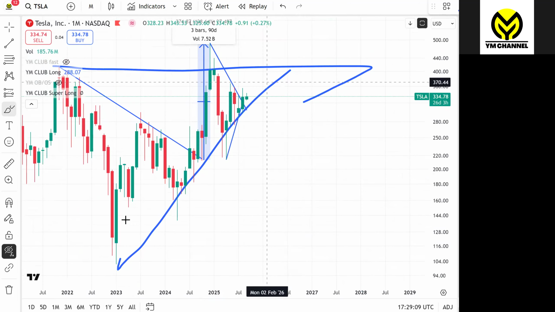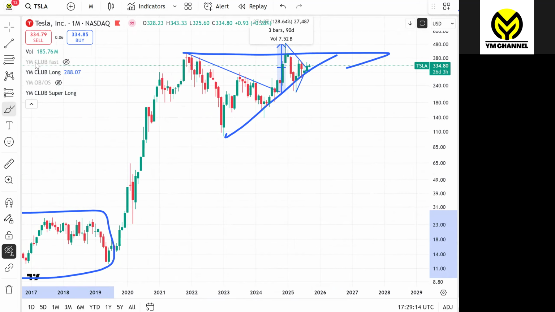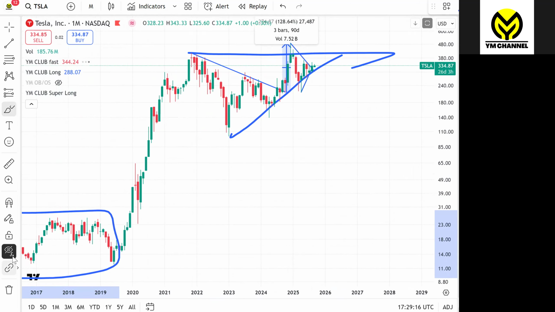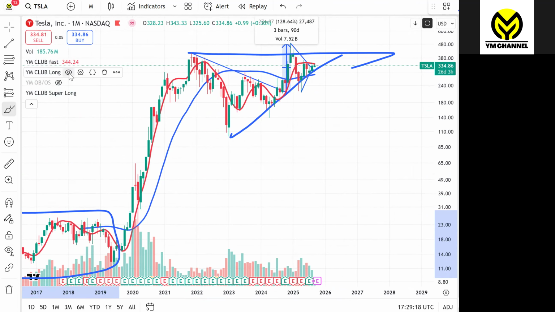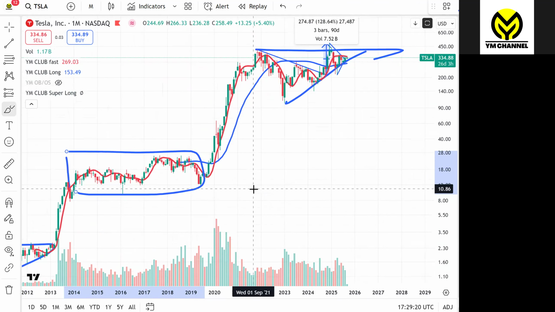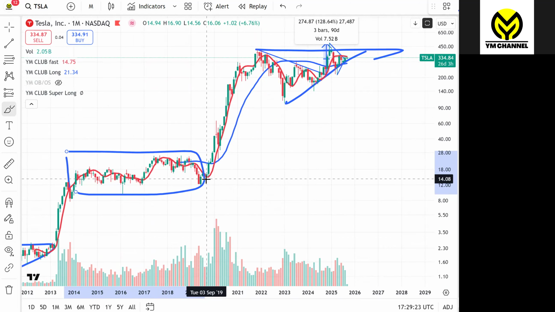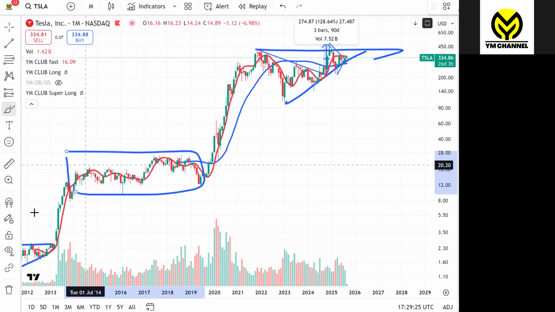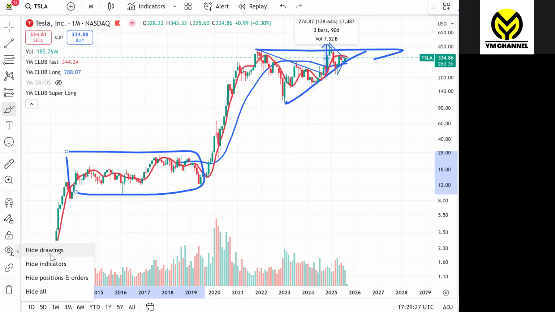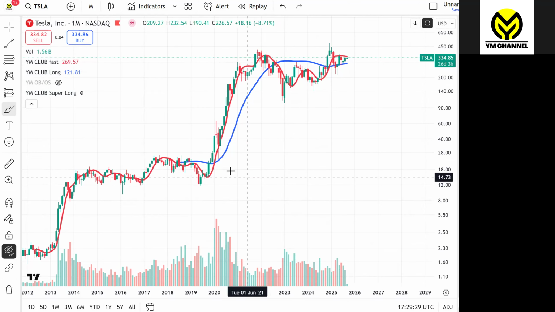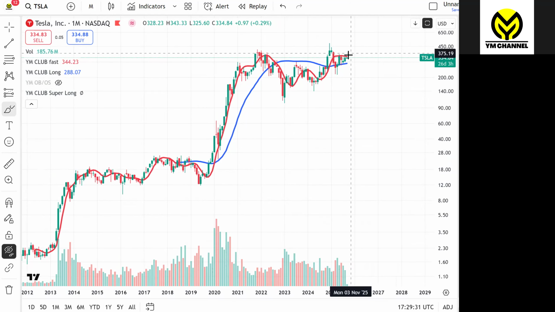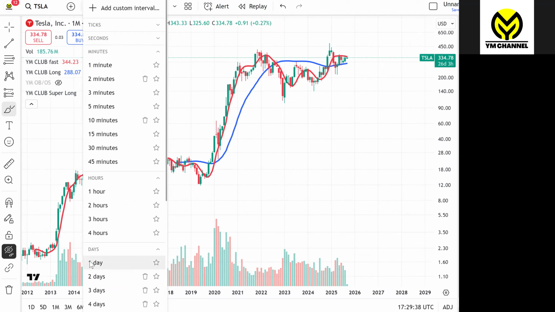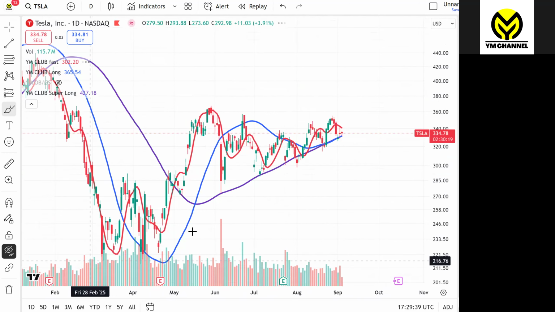So we are still inside the big cycle. But if you have my indicator, you can check YM Club Fast and YM Club Long. And basically, when the red line changes upward, we are not yet there. When the red line changes upward, basically this is a big breakout. So we are still squeezing it, but not yet. Now if we look at the smaller cycle, we can still play some games here.